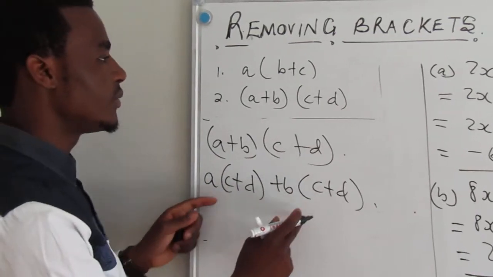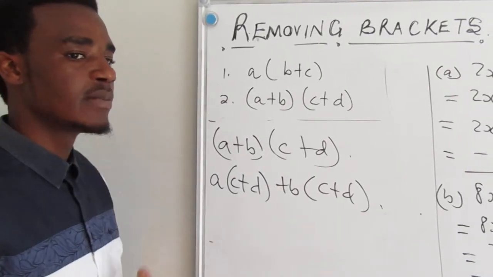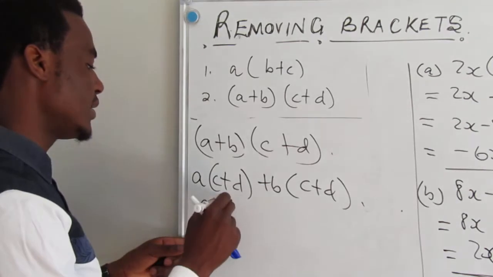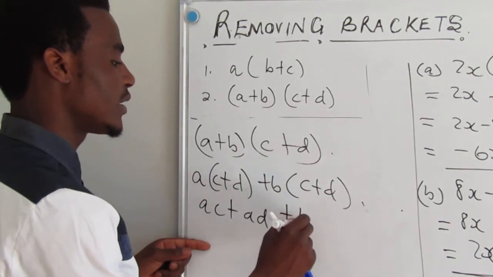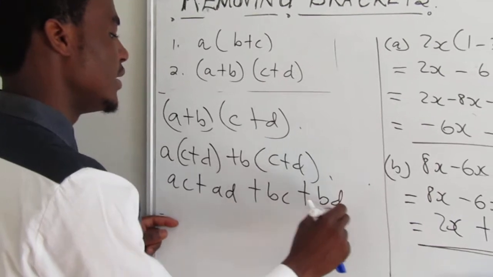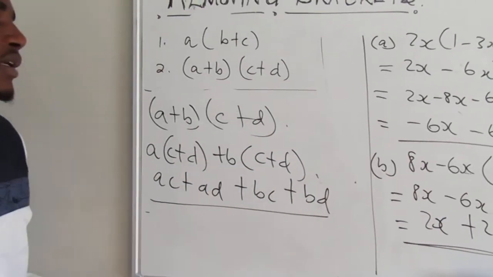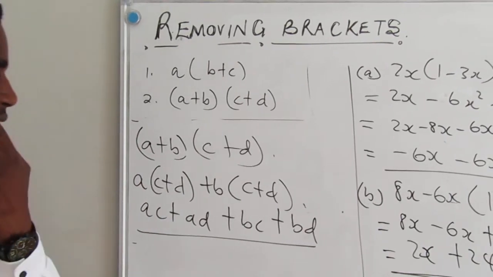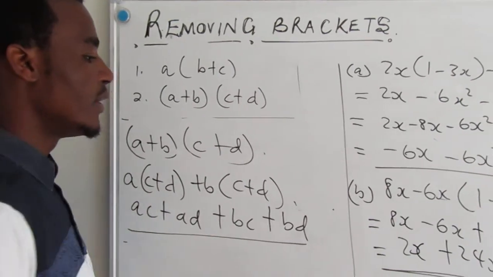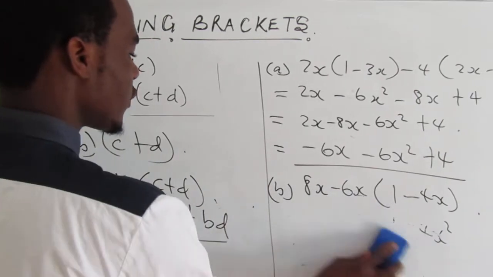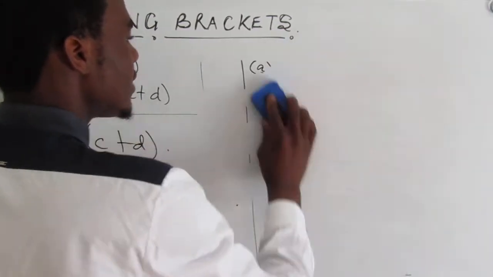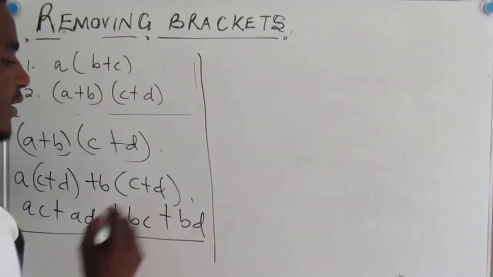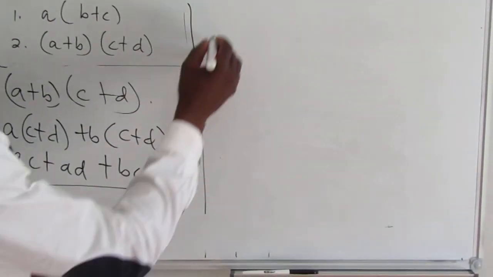Then from this stage, we have to implement the concept that we have recently covered, whereby a term multiplies an expression. We get ac here, we get ad here, we get plus bc here, we get plus bd here. That's how we remove brackets. That's how we remove double brackets. Let me demonstrate this concept further by means of an example.